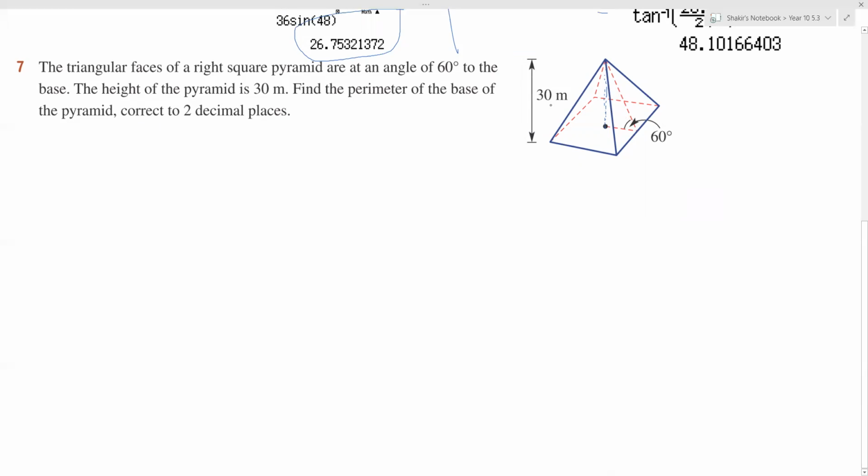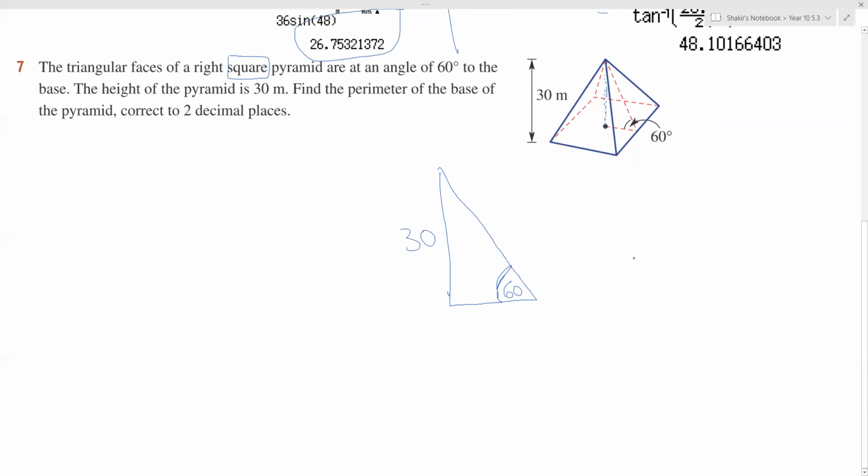Now, this can be a confusing question, but just take it one step at a time. First of all, the base is a square. Triangular faces of a right square pyramid. And what information have they actually given me? They haven't given me anything except for this triangle in the middle over there. So let's draw that triangle so we can see it a bit better. In that triangle, I've got a 60-degree angle here, and they have given me the height of 30.